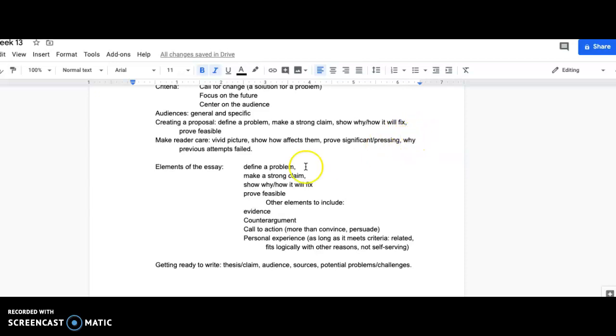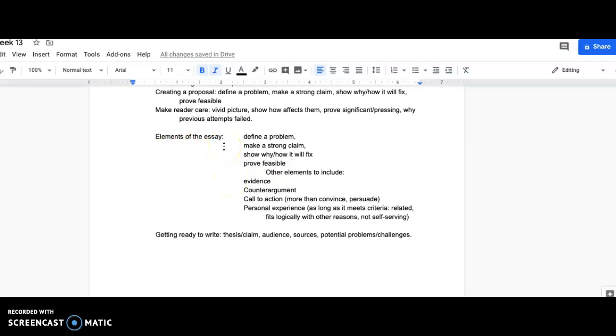And then you want to show why previous attempts have failed, right? Why have other solutions that have been offered not worked? Because it's almost like showing counter-argument, because you're considering all these various approaches. You're demonstrating to your reader, and you're establishing ethos when you do this. You're establishing with your reader that you have done research, that you know about this issue.